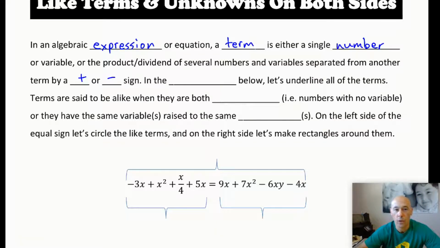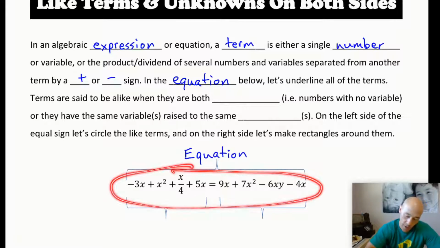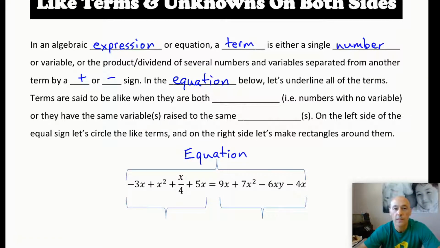In the equation below, and we know that this is an equation because there's an equal sign. Whenever there's an equal sign, it's an equation. So we're going to write equation here because this whole thing is an equation. In the equation below, let's underline all of the terms. We're going to underline each term. They're separated by additions or subtractions. Those are the terms.